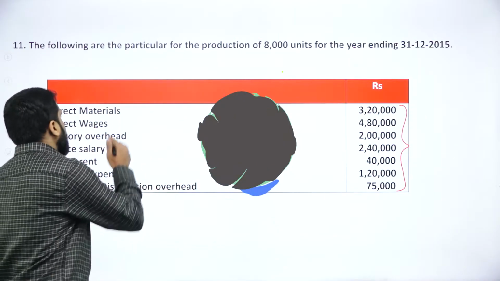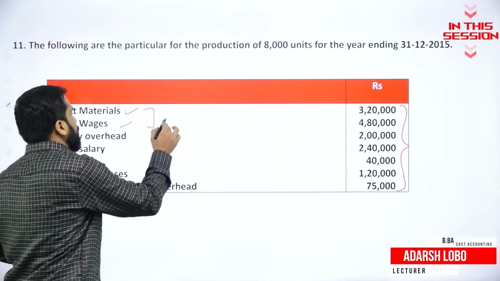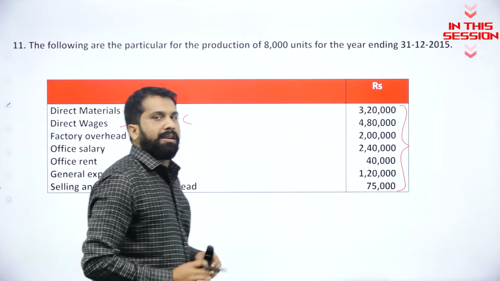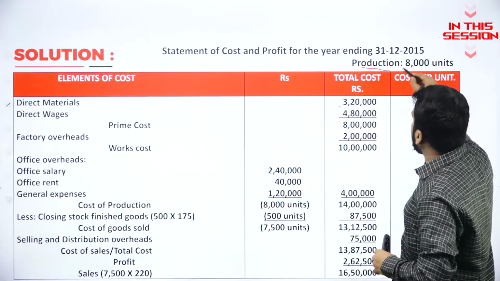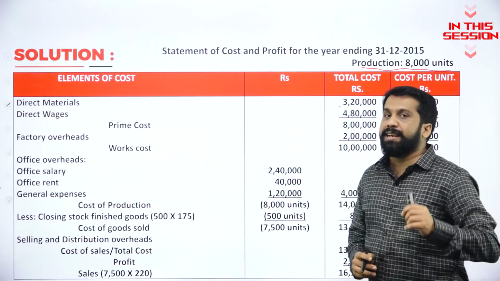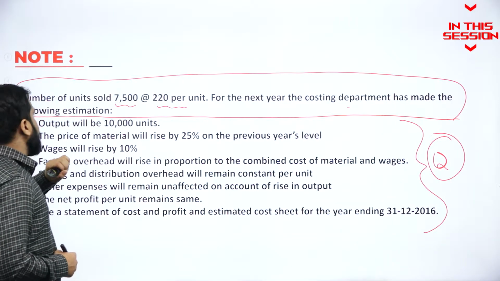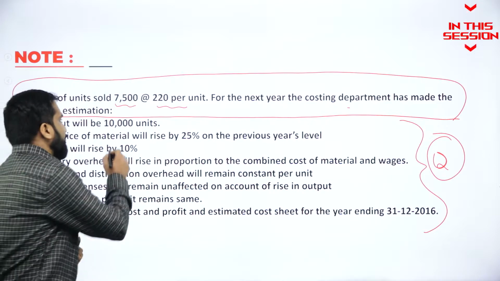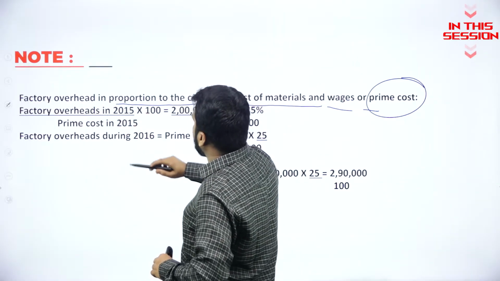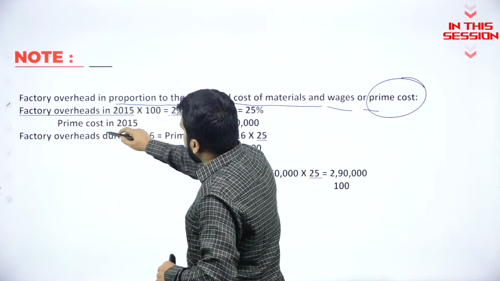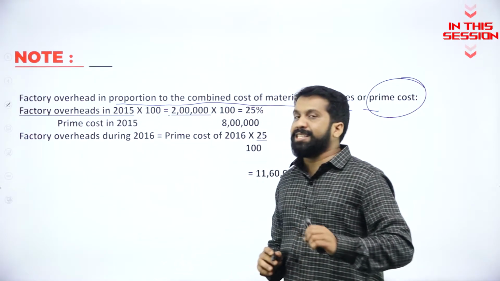You have direct material and direct wages. You know that these two will come under prime cost. Production number of units will be how many units? 8,000 units. Number of units sold, those things done. Output will be 10,000 units. Factory overhead in 2015 into 100 divided by prime cost. This will be your formula.